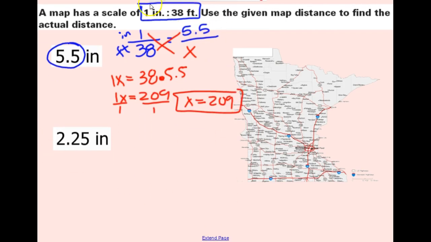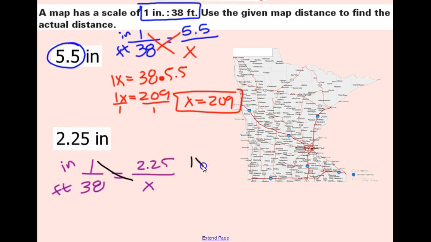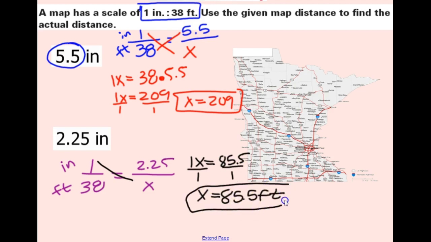Second one, we're going to use the same scale because it's the same map. 1 over 38. And our inches are still on the top, and the map is in inches, in real life, or in feet. So we have 2.25. We need to figure out what x is. 1 times x is 1x. 38 times 2.25 gives us 85.5. Again, if you divide by 1, it's still 85.5 when we're talking about feet.